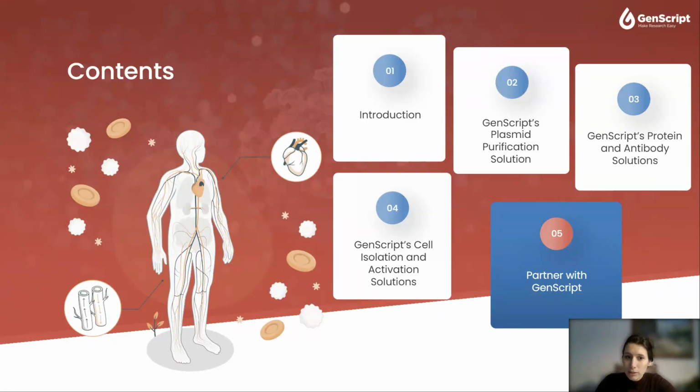I'm going to start the presentation by giving you a brief overview of what the main focus is going to be. I'll do an introduction about GenScript as well as lab automation in general. After that, I'm going to talk specifically about some of the solutions targeted towards sample processes. These solutions include plasmid purification, protein and antibody, as well as cell isolation and activation.